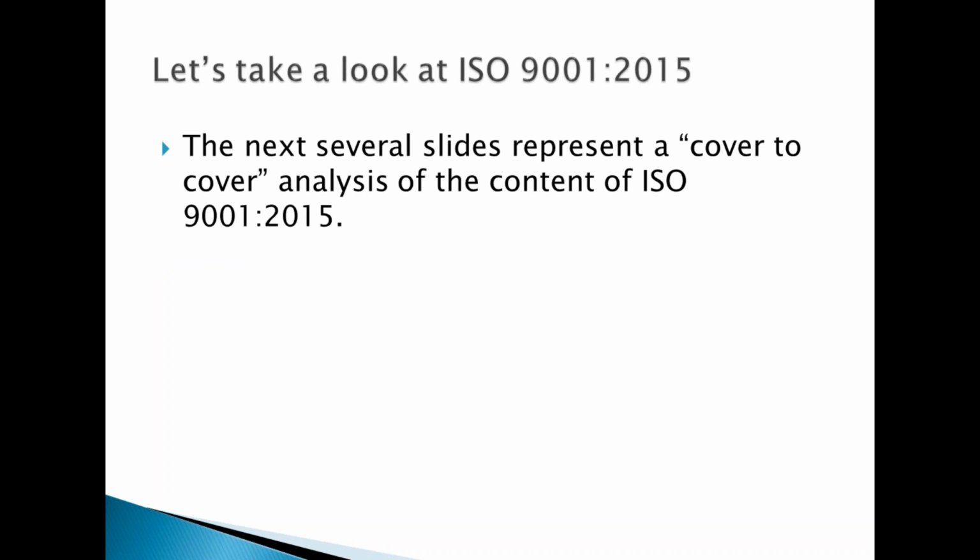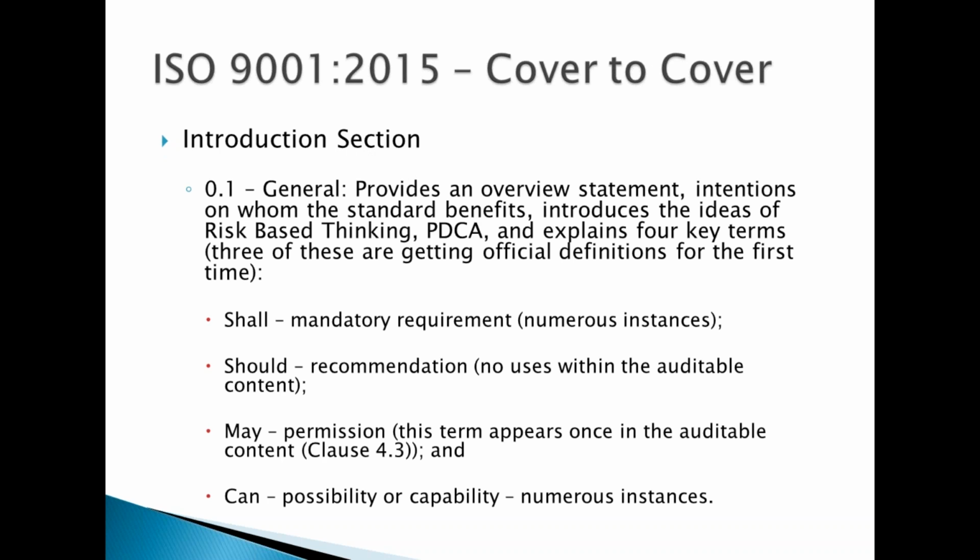What I'd like to do for everybody now is give you a cover to cover look and a sense of what some of the non-auditable content is, and especially in the case of Annex A, point out what's where so that you'll use this as a resource. Section 0.1 is called Introduction. It provides an overview statement, some thoughts on who the standard benefits, talks about risk-based thinking in a preliminary sense, talks about Plan, Do, Check, Act, and it gives 4 key terms, some official definitions.